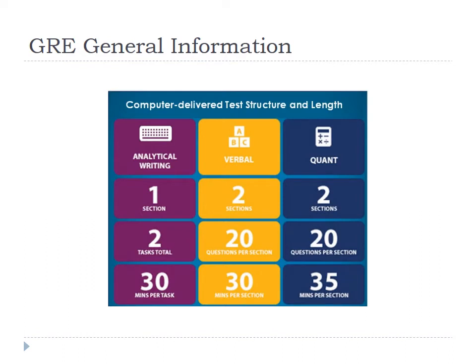How is this test structured? There are 3 primary sections: analytical writing, verbal, and quantitative reasoning. Analytical writing is all given at once, and you have 2 writing tasks that are 30 minutes each, so it's an hour-long writing component. And then the verbal and quantitative are broken up into 2 separate sections, each with 20 questions per section. For the verbal, you get 30 minutes per section. For the quantitative, you get 35 minutes per section.